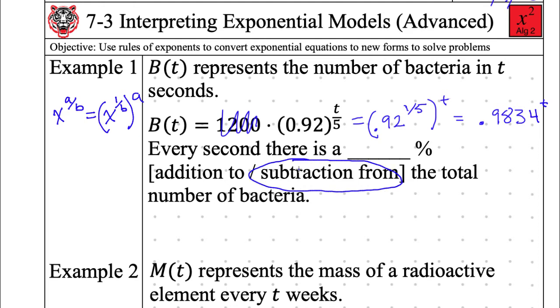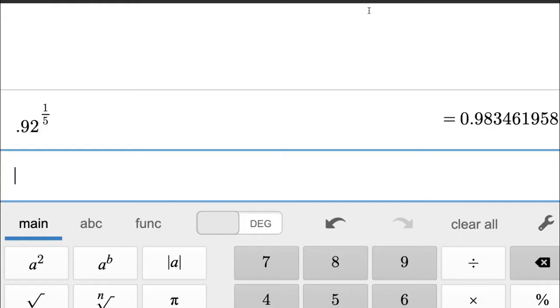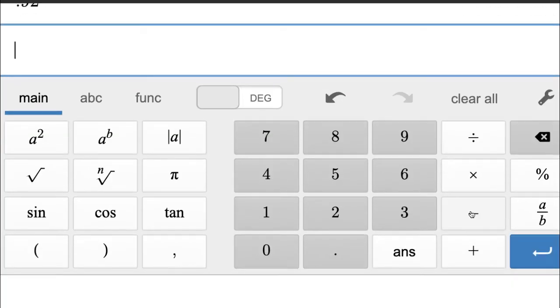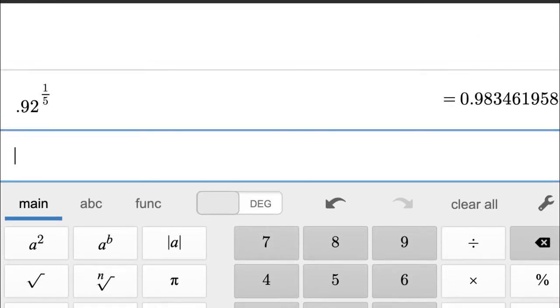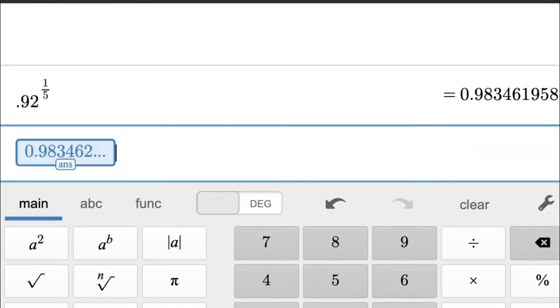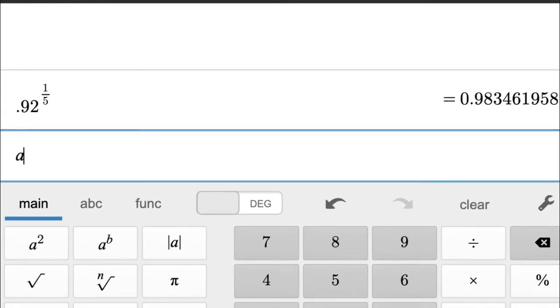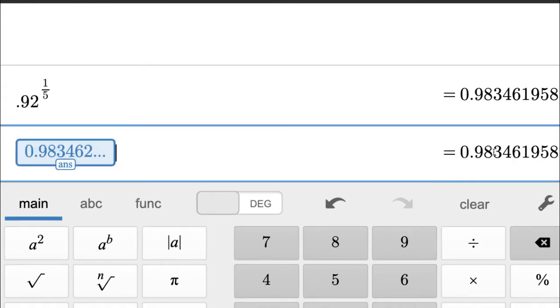Everyone can circle that. And then the next question is, well, since it's being added or subtracted from 1, now I have to do 0.9834 minus 1. You're always subtracting 1, right? And since we have calculators now, I can just come back over here to my calculator and hit -1 and hit enter. If you type in ANS, that means answer. It's exactly this answer that I had before. And I can say -1.